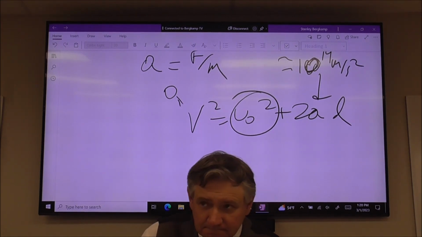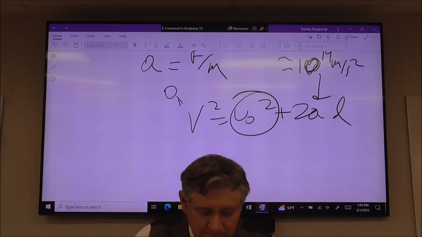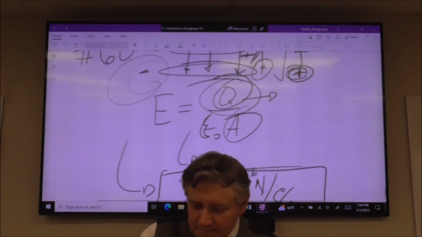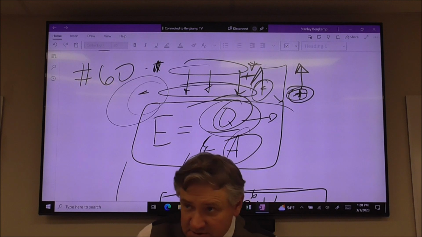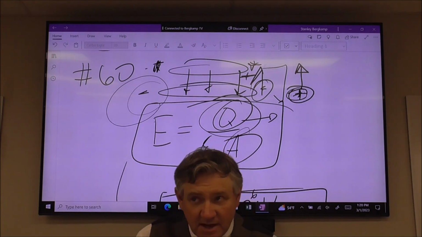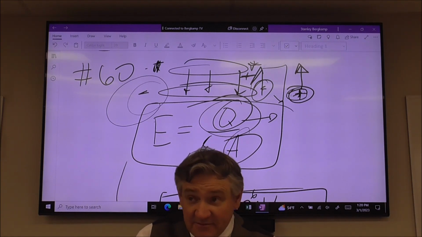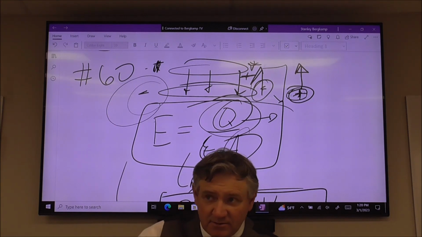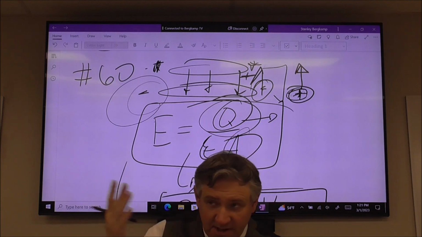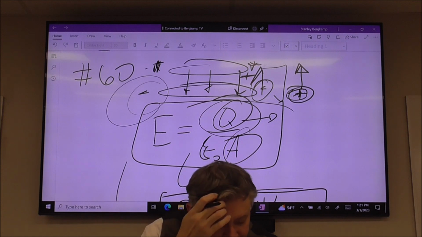On the beginning of number 60, whenever you're doing the Q over epsilon naught A, what charge do you use there? That's going to be whatever the plates are charged to. So they're both going to be charged evenly? Yeah, they have to be charged equally. You can't charge one plate more than the other. And I've got to give you that number. So I'll say, hey, I crank the handle, I charge the plates to 20 nanocoulombs, whatever. Yeah, I've got to give you that number.